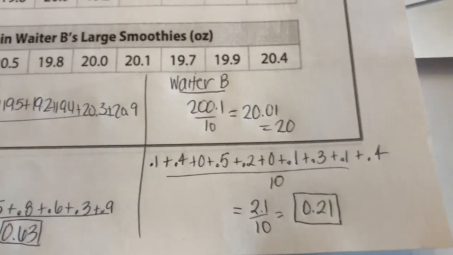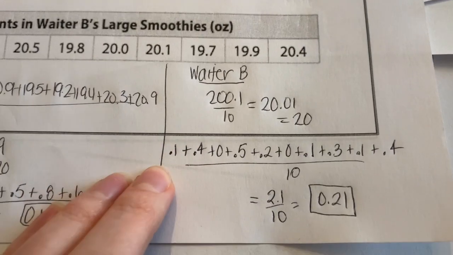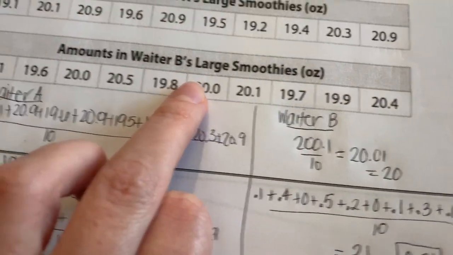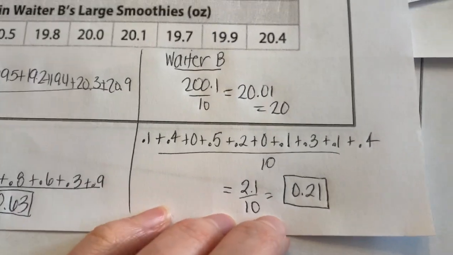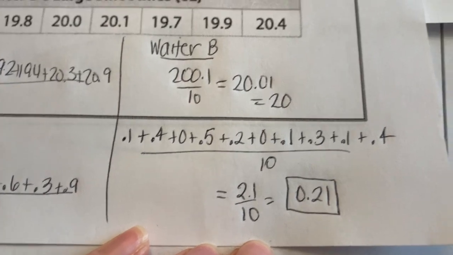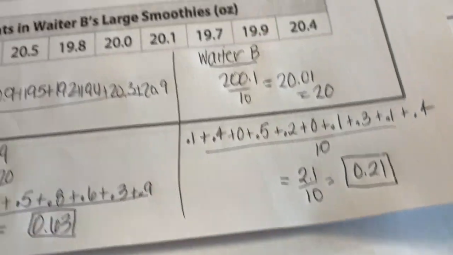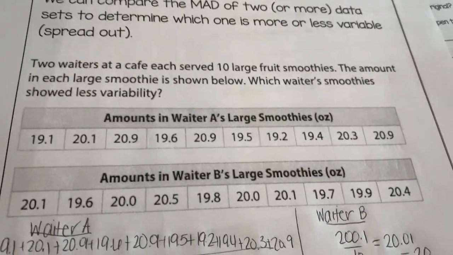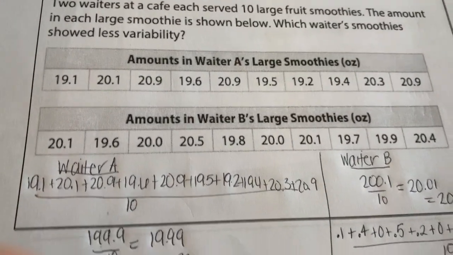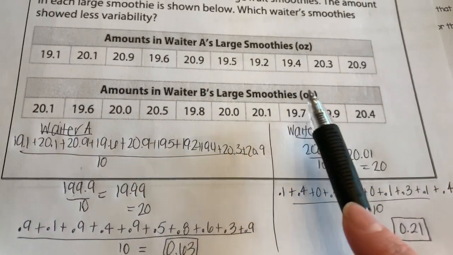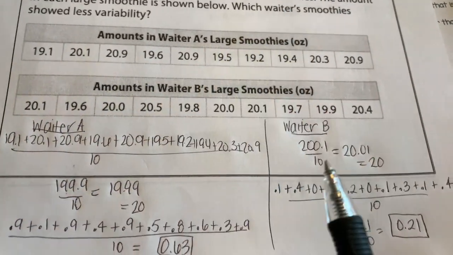Then for waiter B, I found the mean also to be 20. And then I did the differences, and I was already able to tell it was going to be closer because I saw that the same number as the mean was there twice, and all the other differences were a lot smaller. But I ended up getting 0.21. So the smaller number is 0.21. So that means that Waiter B's smoothies were less variable. So that means that Waiter B had more consistent size smoothies than Waiter A.